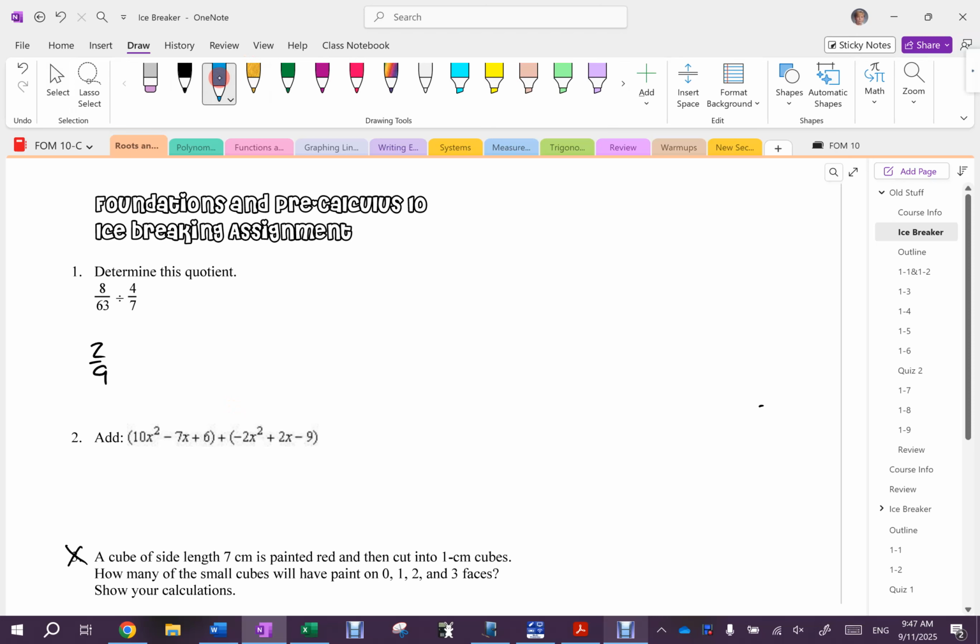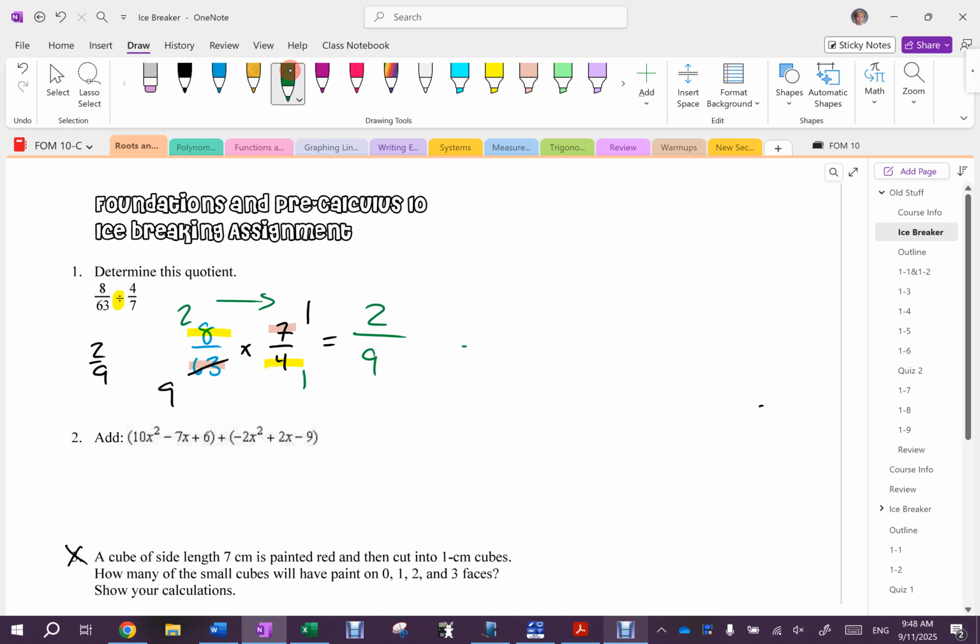Of course, if you had trouble getting that, it is 8/63. You remember that when we divide a fraction, we multiply by the reciprocal. And then, of course, you remember that 63 and 7 can be simplified to 9 and 1, and 8 and 4 can be simplified to 2 and 1. And then, of course, 2 times 1 is 2, and 9 times 1 is 9.